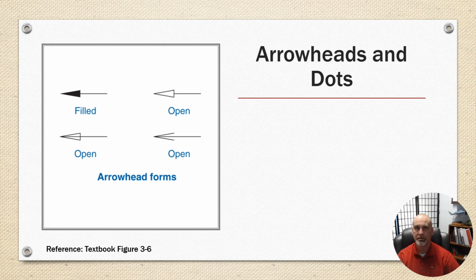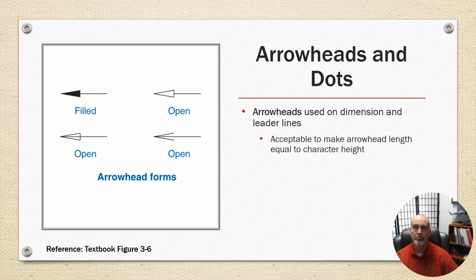The leader line looks like an arrow with a note attached to it, as shown on the left. Arrowheads and dots. Dimension lines are terminated with either an arrow or a dot. For arrowheads used on dimension and leader lines, it's acceptable to make the arrowhead length equal to the character height. The length to width ratio is 3:1, and it may be open or filled. That's allowed for the style. All four configurations you see on the left are acceptable.